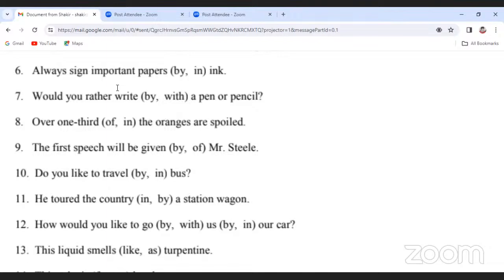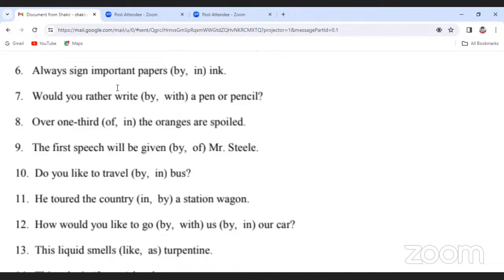Okay, we move to number 8. Over 1/3 dash the oranges are spoiled. Over 1/3 of the oranges are spoiled. Of. Yes, over 1/3 of the oranges are spoiled. Of is the correct answer.